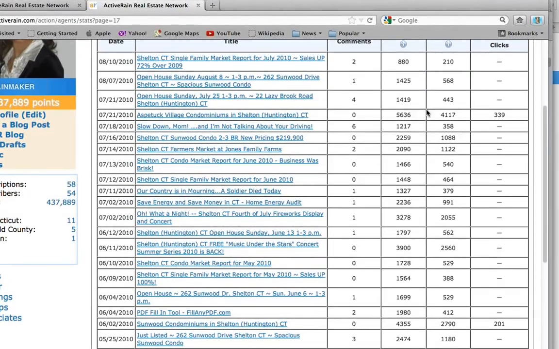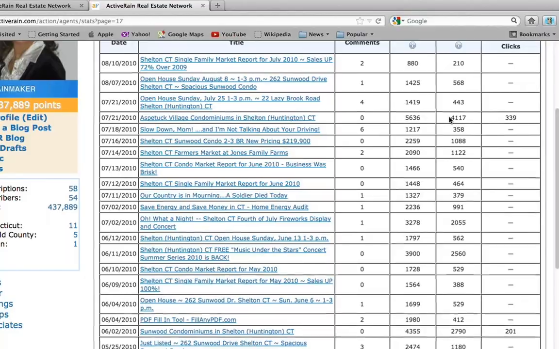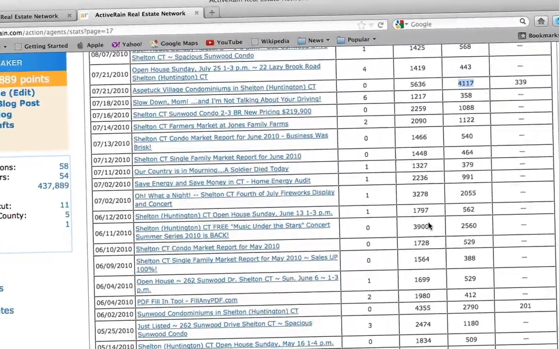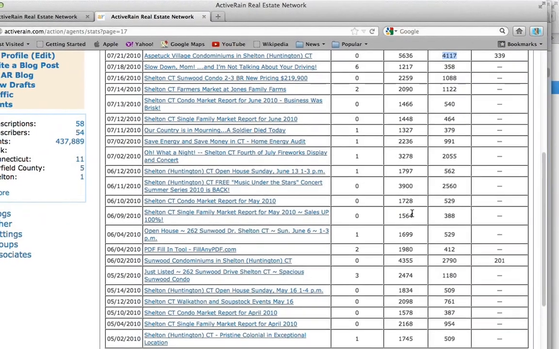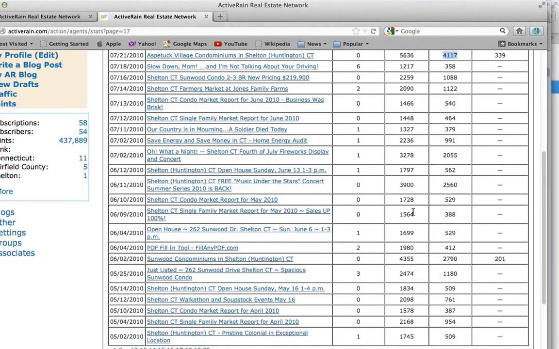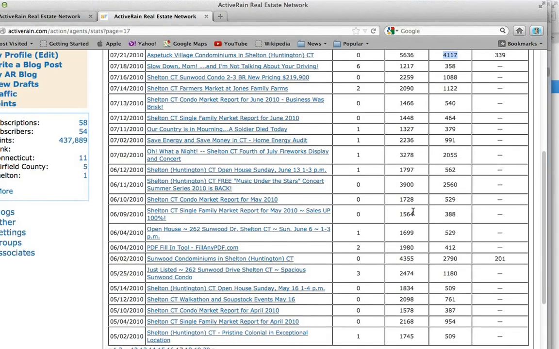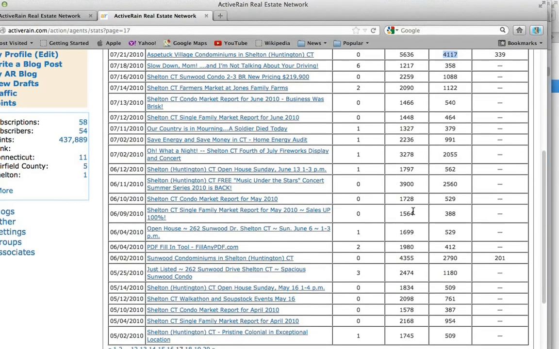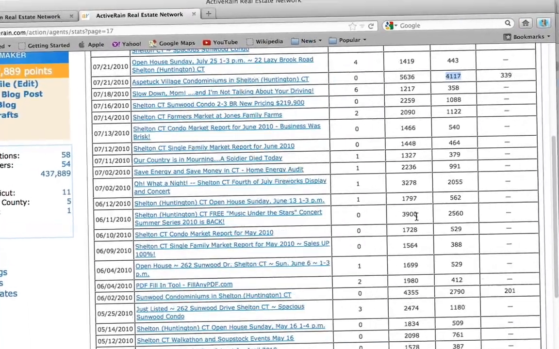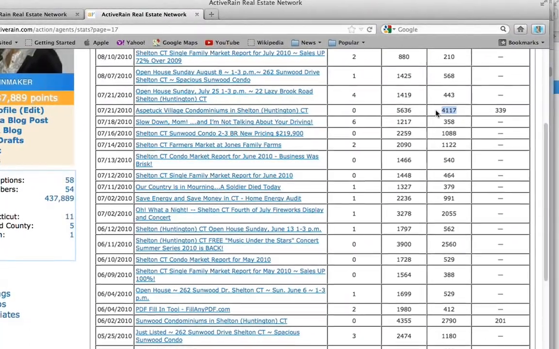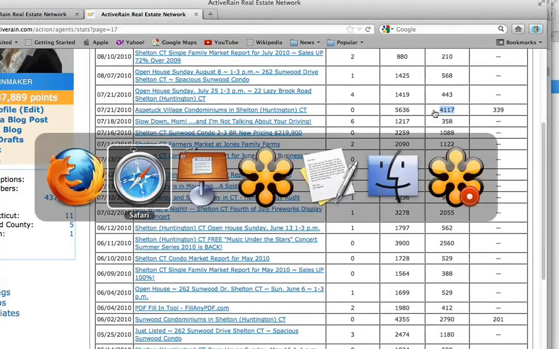So I want to show you this one up here, the Aspetuck Village condominiums in Shelton, 4,000, right? What starts to happen is you realize that if you do these sorts of posts and cover your market, let's say you were to write two of these a week, six months from now you'd have 50 of these sorts of posts, and they're all averaging between 30 and 50 clicks a month, and you start to see that cumulative effect of the long tail really come to light. This one's had 4,000 clicks on it.